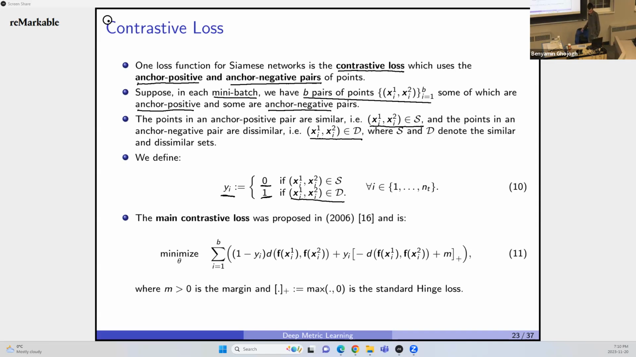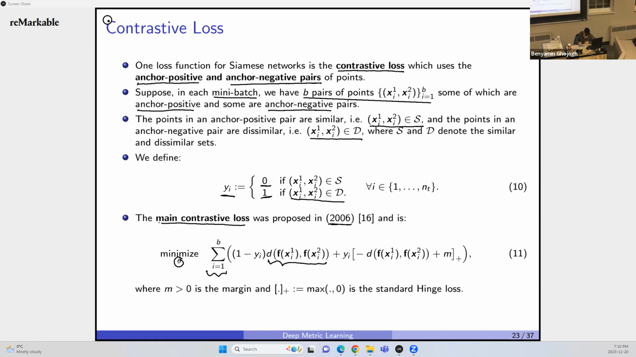So what is contrastive loss? By the way, we have different variants of contrastive loss. For more information, you can see our tutorial paper. But the main contrastive loss, which was proposed in 2006 by Facebook, was this, equation 11. Let's analyze it. I have a summation over the batch as always, and we minimize with respect to theta. Theta are the weights or parameters of the neural network. What is this? We already talked about it in the previous session. This is the distance of the embeddings of x_i1 and x_i2.